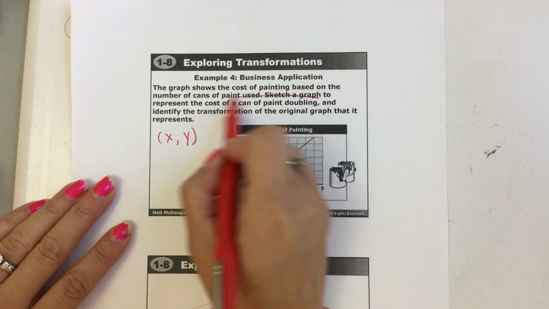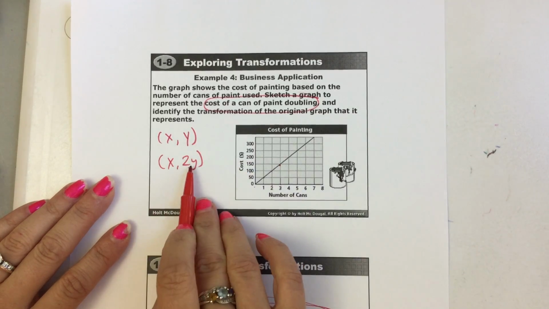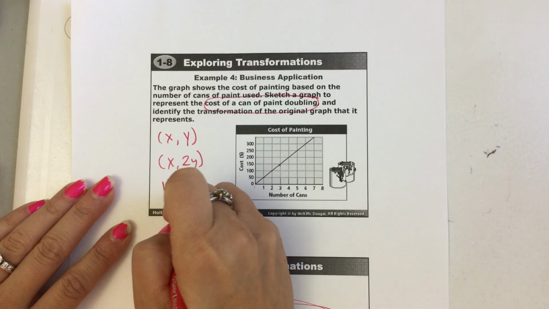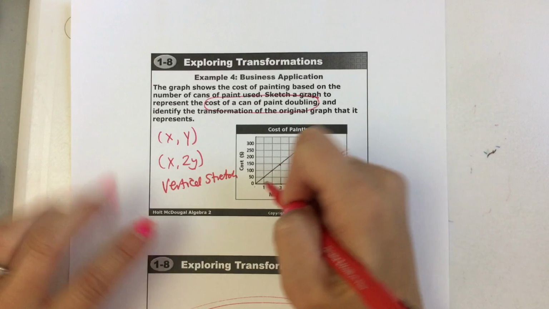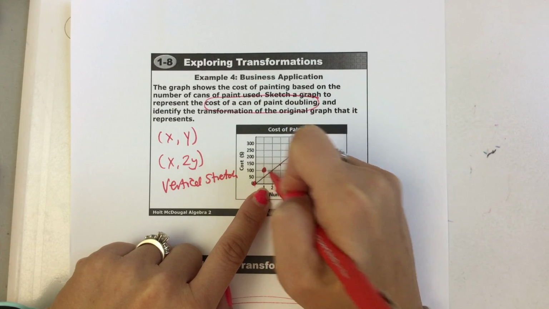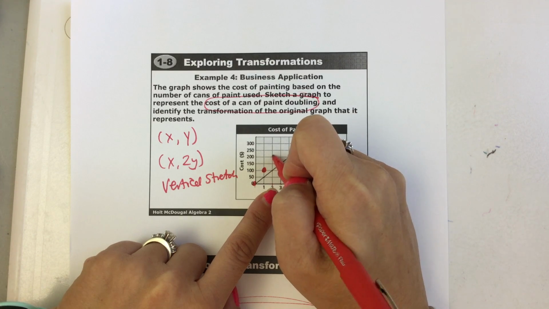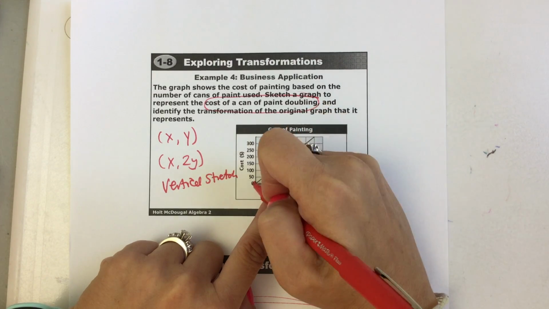If the cost is doubling, what that means is I have to take the price, the cost, and multiply it by 2. So this is a vertical stretch. So 0, 0, but if I take the Y, 50, and I multiply it by 2, now it's up to 100. Here, the Y was 100, multiply it by 2, it's 200. Here, the Y was 150, that was the cost. If I double the cost, it's up to 300.